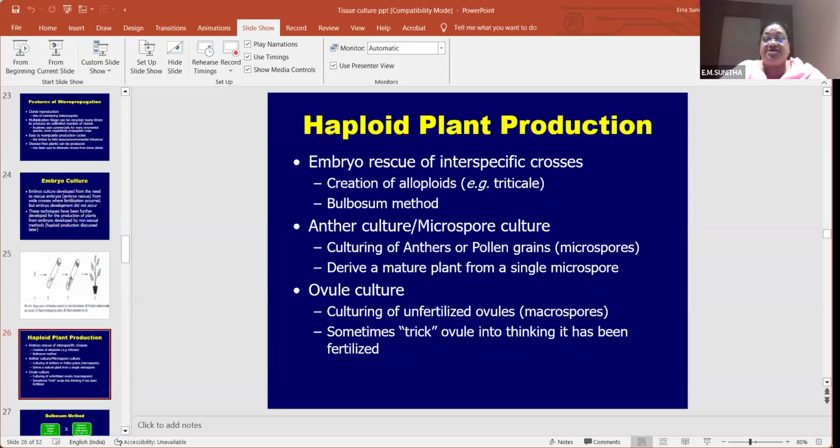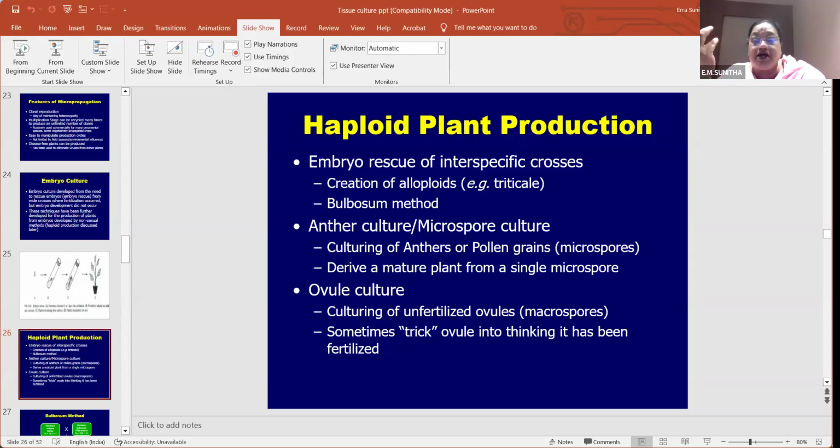Okay, next haploid productions. I told you embryo rescue, you will be getting haploid plants, or anther culture. Through the anther culture or ovule culture, you will be getting haploid plants only, because anthers are the male gametes, they represent the male side, and the ovules represent the female side. Therefore there you will be getting haploid plants only, because after meiosis, the reduction division, it becomes haploid. To become diploid again, fertilization is required. So here no fertilization is required, but from anther culture also you will be getting plants. Those plants you call haploid plants.